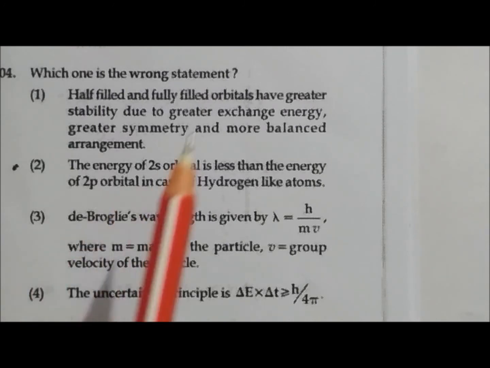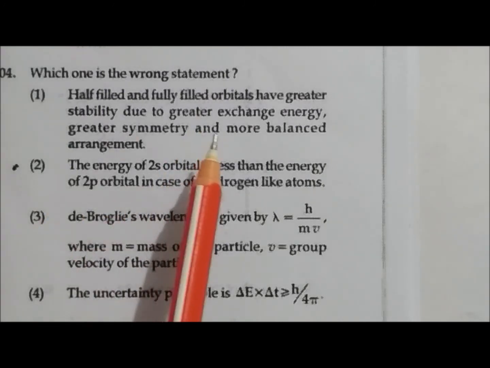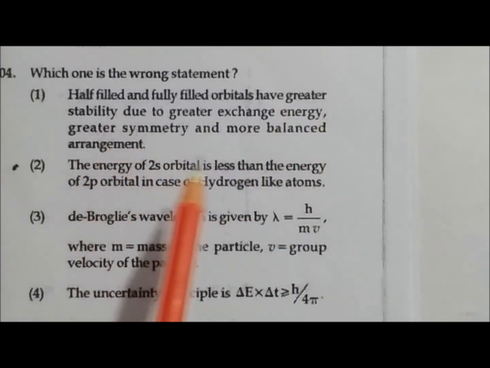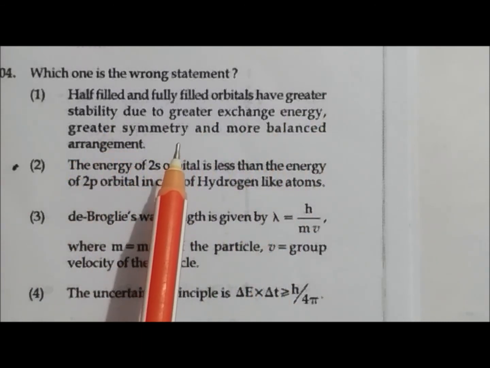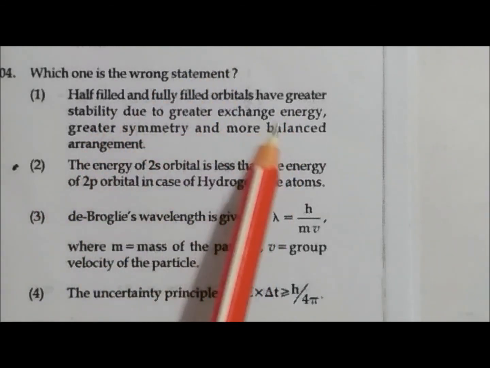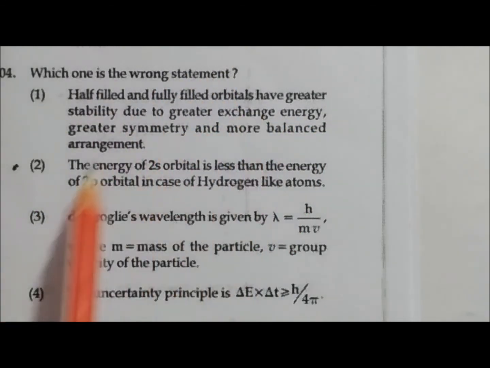Which of the following is a wrong statement? Half-filled and full-filled orbitals have greater stability due to greater exchange energy, greater symmetry and more balanced arrangement. Okay, so they are asking for the wrong statement. So this is the correct statement. Definitely due to exchange energy, this has greater stability.